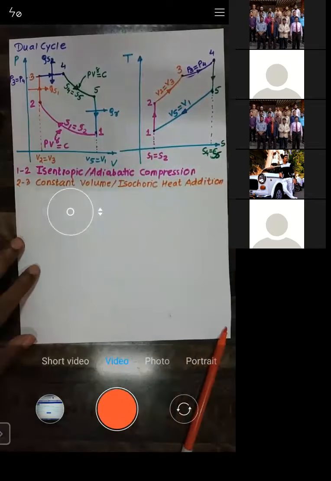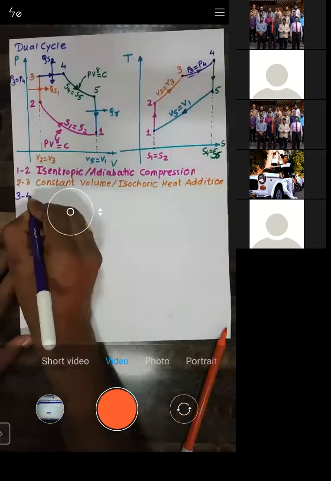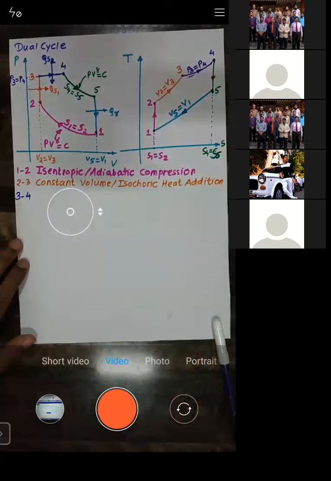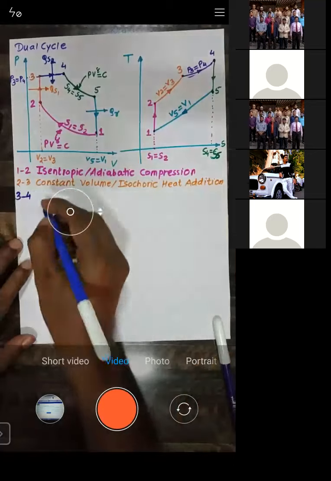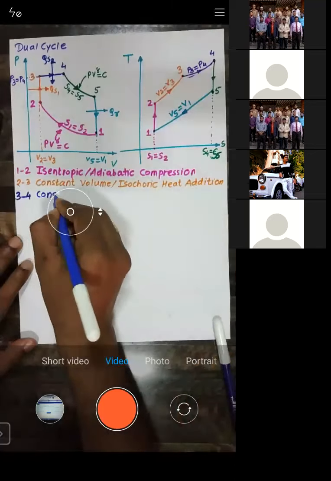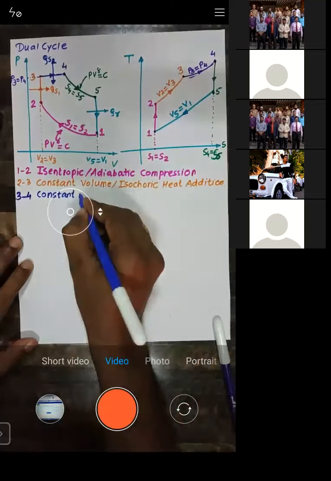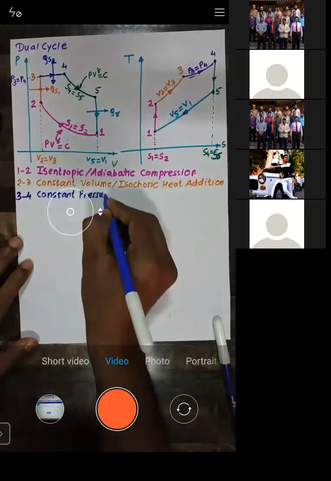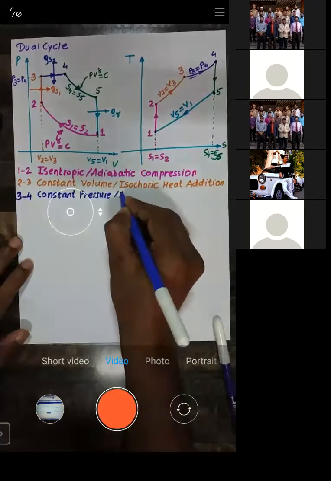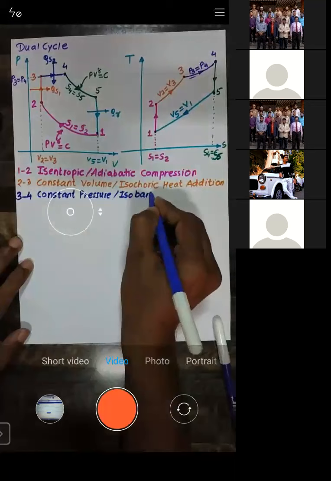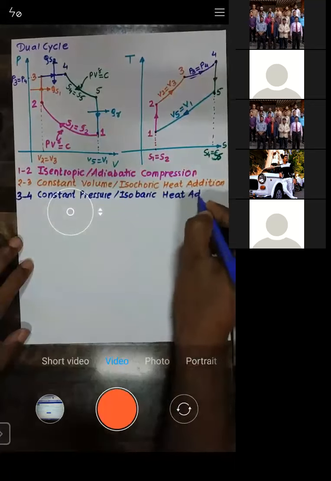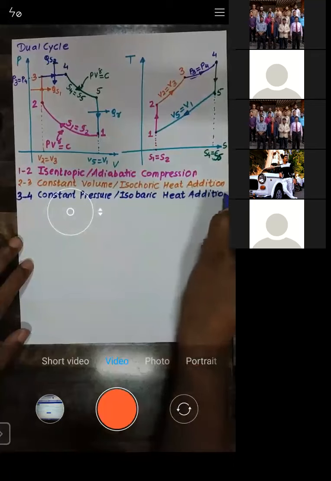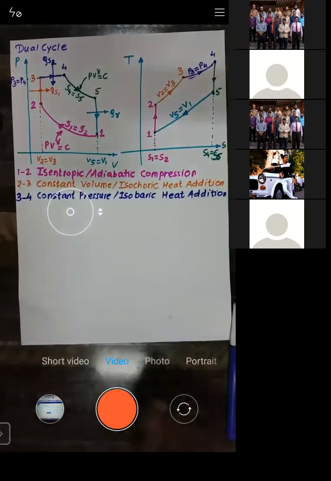Now the next process, 3 to 4, is nothing but constant pressure, also known as isobaric. It is isobaric heat addition.